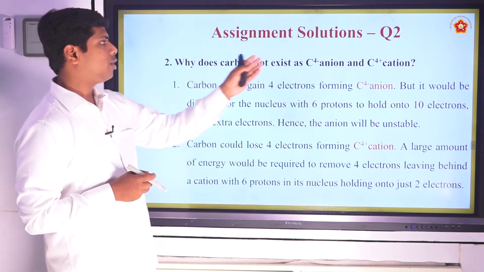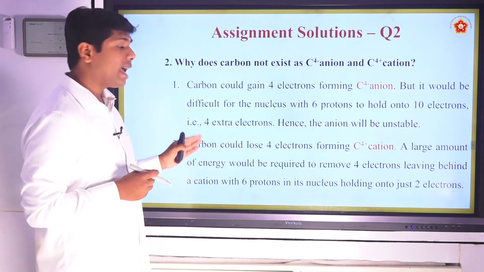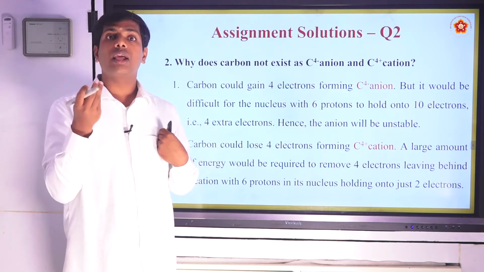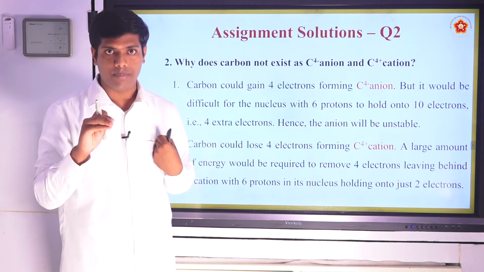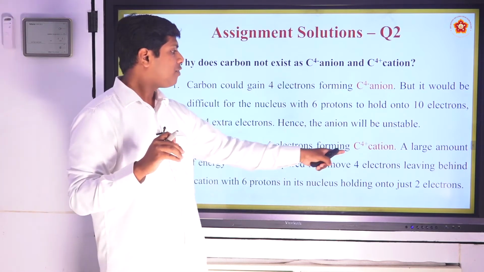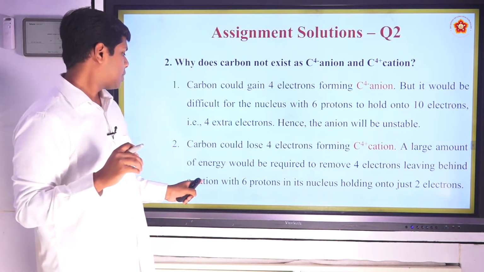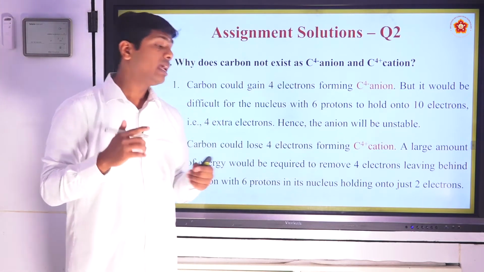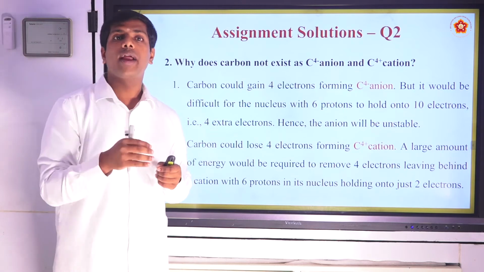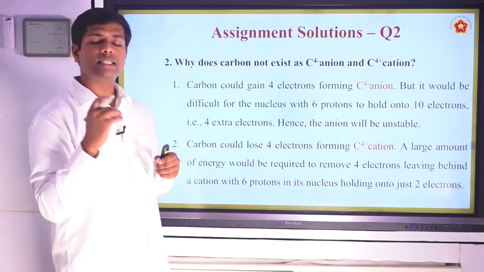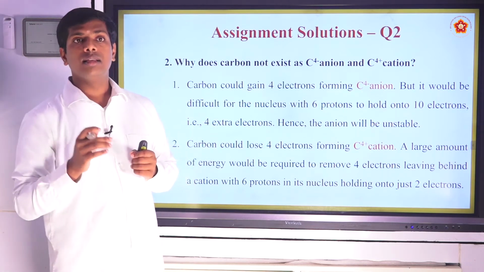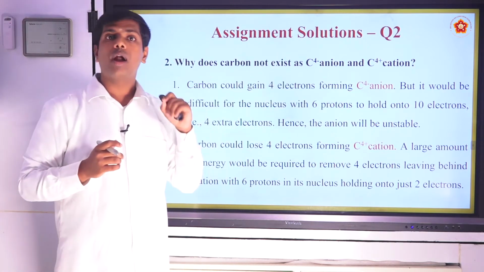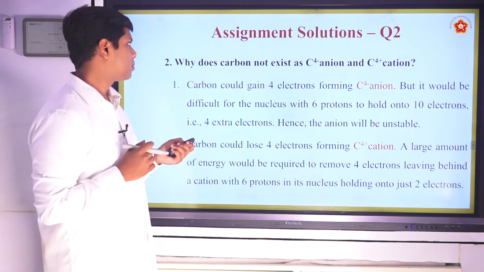Similarly, in the case of the C4 plus cation, to lose electrons requires a large amount of energy. To remove 4 electrons, leaving behind a cation with 6 protons in its nucleus holding on to just 2 electrons, a large amount of energy is required. So, this C4 plus cation would not exist. Similarly, what we have understood is that C4 minus and C4 plus would not exist in carbon.